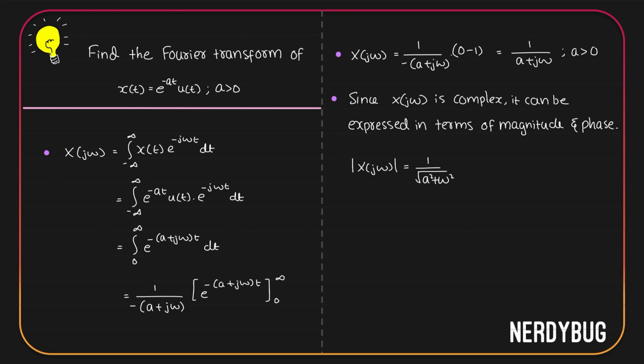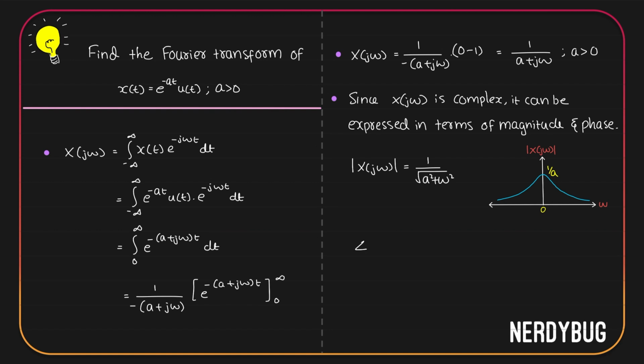If we plot this on a graph, it will look like this. It has its maximum value at omega equal to 0. At omega equal to 0, this becomes 1 by root of a square plus 0 square. 1 by root of a square is 1 by a. So let's mark it on the graph. This is 1 by a.